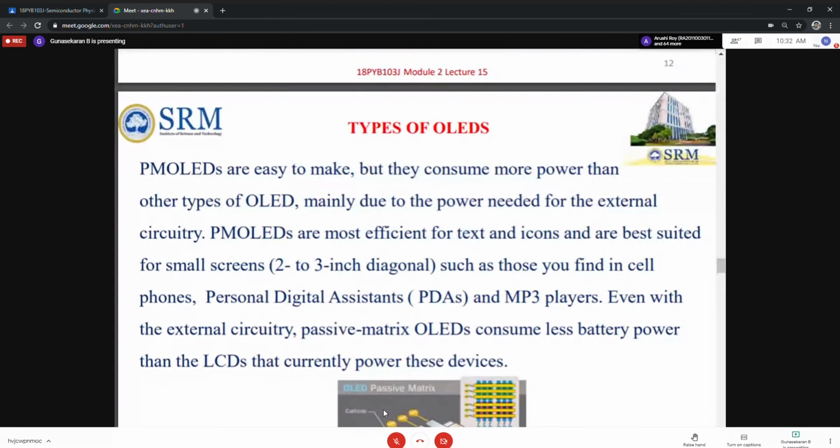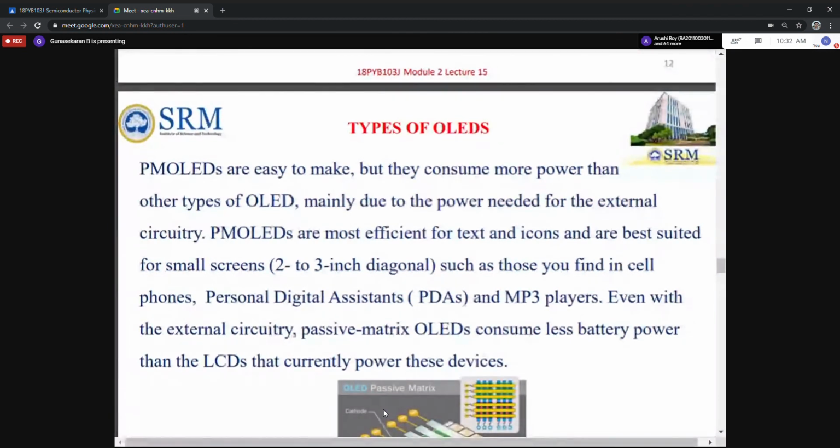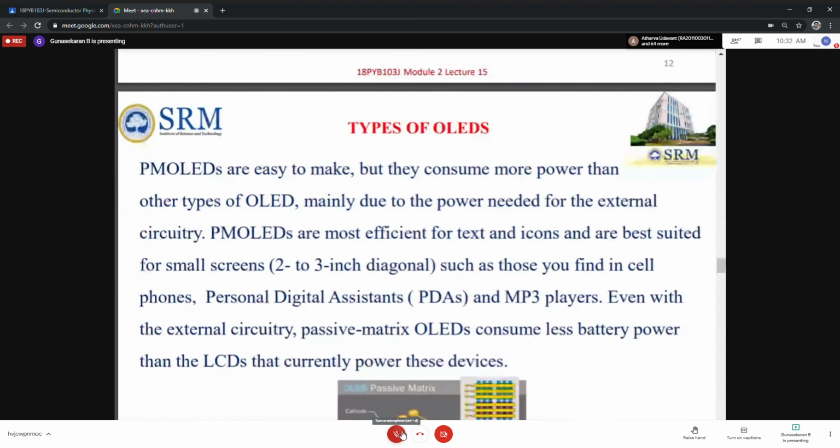So cell phones, PDAs, and MP3 players are all made up of this type of passive matrix OLEDs. Do you understand this? So yes or no? Yes, sir. So this is for small screens.